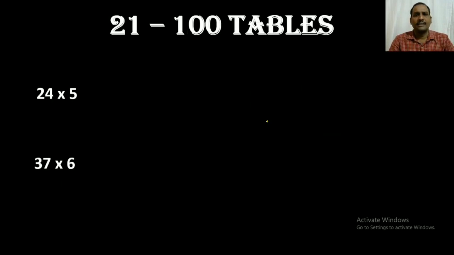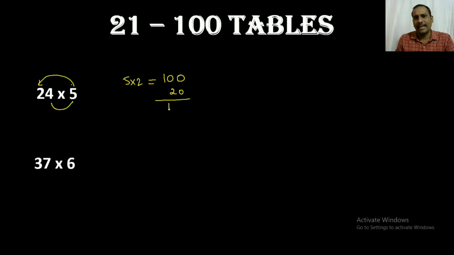Now we learn 21 to 100 tables. In this, the method is a little different. With what are we multiplying? With 5 we are multiplying. In the previous examples, from 1 to 20, we multiplied first with the units digit. But here, we have to multiply with the tens digit. So 5 into 2 is 10. As it is the tens place, you add 0. So that is 100. Now you multiply the units digit, that is 5 fours are 20, and add them. That is the answer.